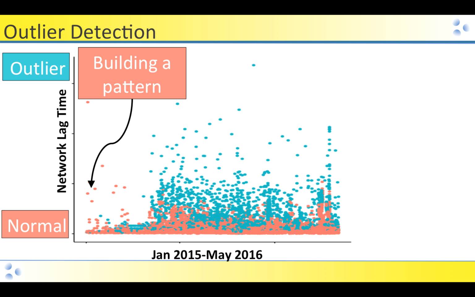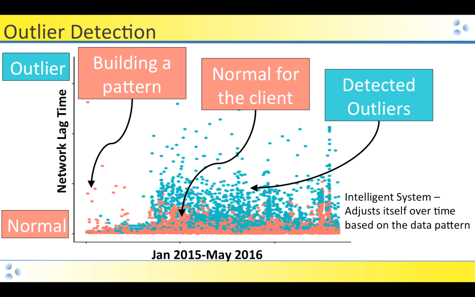Then as time goes on, there are two possibilities. We could have large network lag times which are normal for the client, in which case they appear orange, or we could have network lag times which are large for a particular client, in which case they are flagged as potential outliers, indicating there might be a problem with the network. And it's an intelligent system. It adjusts itself over time based on the data pattern.